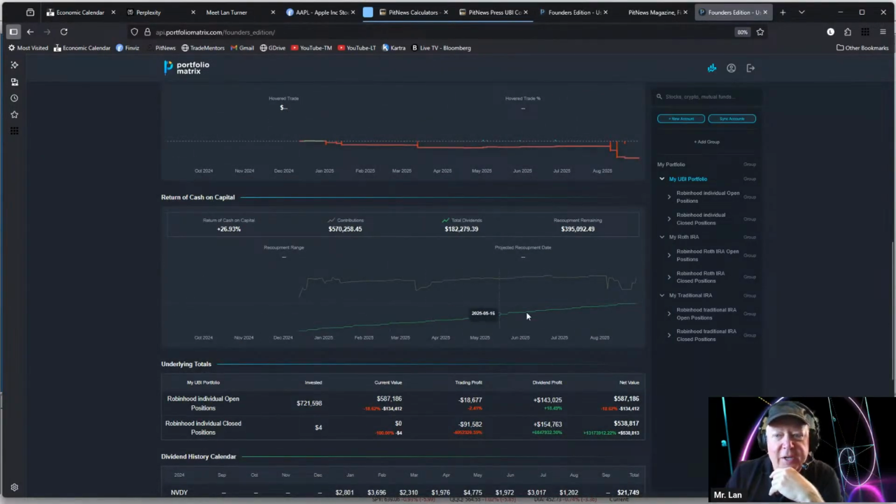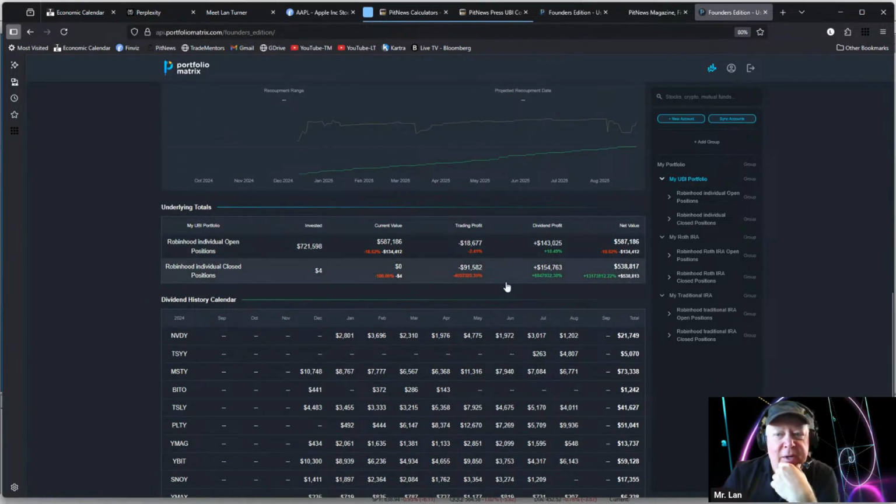So then that's brought into this window here. This is my return of cash and capital. And when those two lines come together, that's when I'm at break even. Everything I put in, they've given me back. And that'll show up in here. And then I've got all my underlying totals.